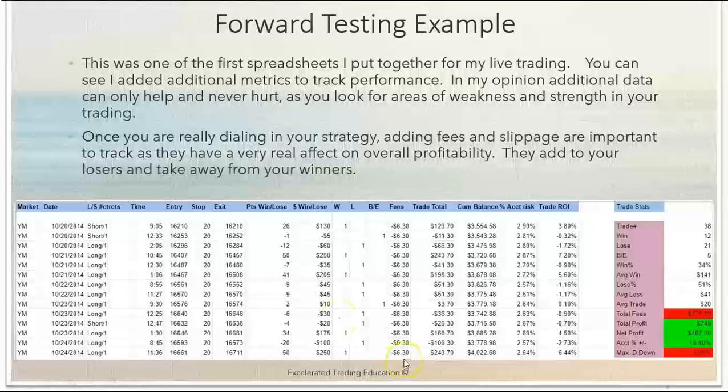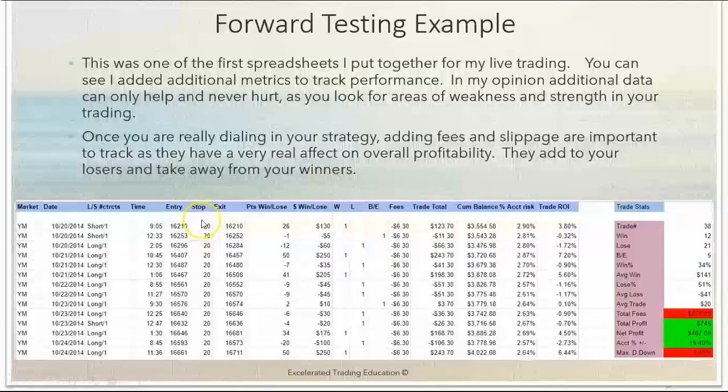So let's take a look at this one. So the YM, that's the Dow Jones futures market. This is 2014. This is early in my futures day trading career. And so let's take a look at what we have. So we have market, we have the date, we have whether we went long or short and how many contracts, right? Time of entry, the actual entry level, right?